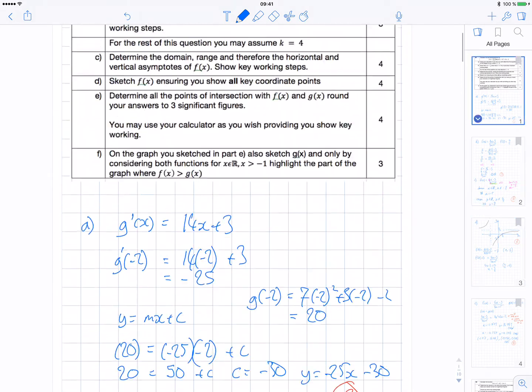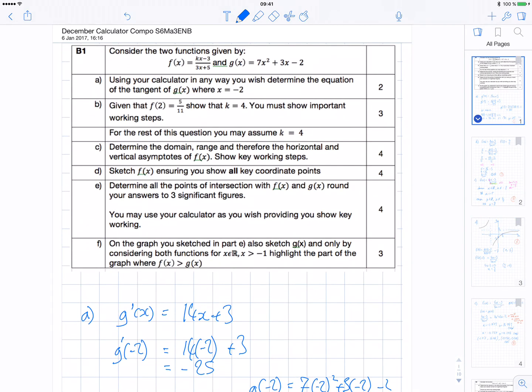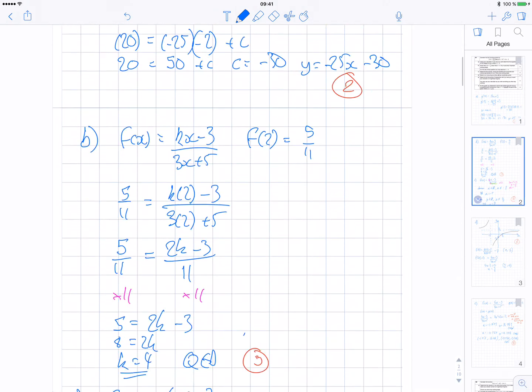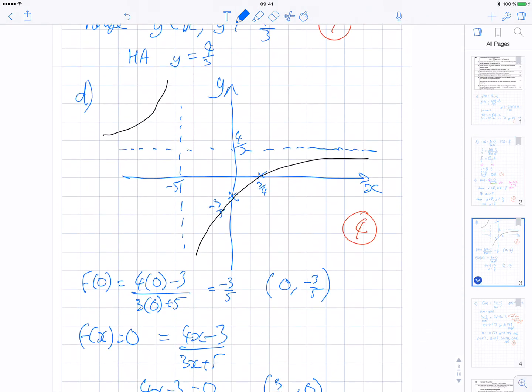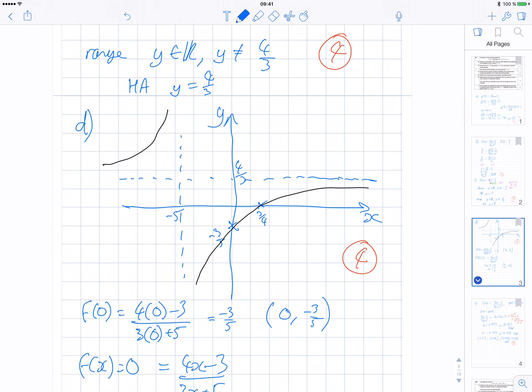The last one of this question, F: on the graph you sketched in part E, also sketch g of x, and only by considering the function. Okay, so I need to sketch g of x. So I'll show you that. So on the calculator, I'm just putting this into the calculator to do a quick sketch of it.